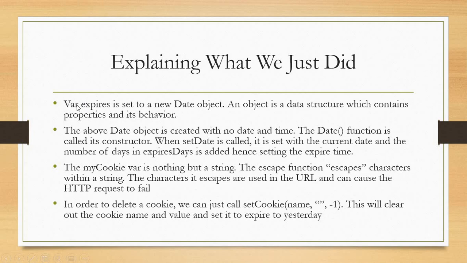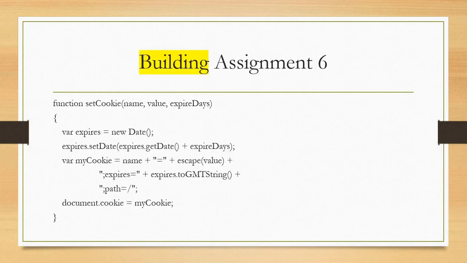Well, our variable can set a new date object. We can set the date. We can create a string using myCookie. And we can also delete our cookie using the setCookie function we created previously. So, in building assignment 6, this is literally the code you need. Copy this code into a text file, save it as a .js file.